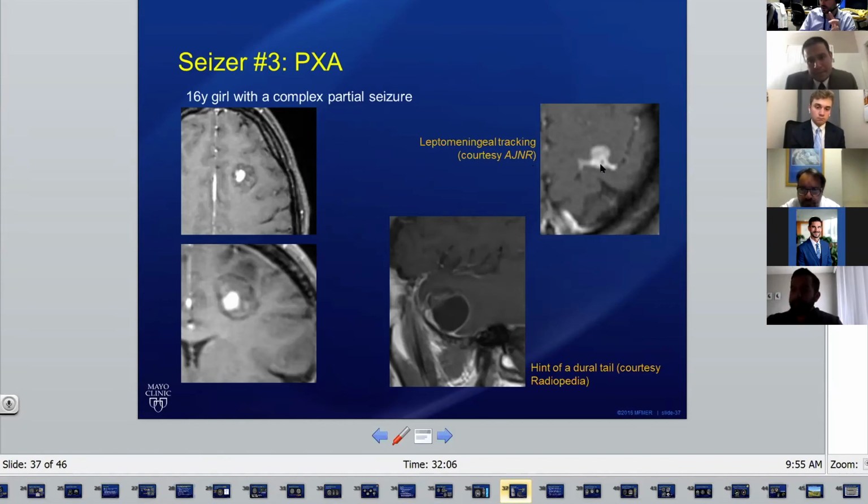This tumor occurs very peripherally, and it tends to spread out and crawl along the leptomeninges. Sometimes this can be so dramatic that it gives the appearance of a dural tail, which you can see in this bottom left image here that I stole from Radiopedia. Otherwise, they do tend to look like gangliogliomas, but sometimes you get lucky and you find this telltale sign that this is probably a PXA by how it crawls along the leptomeninges.